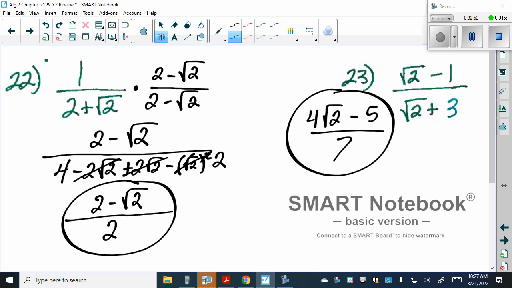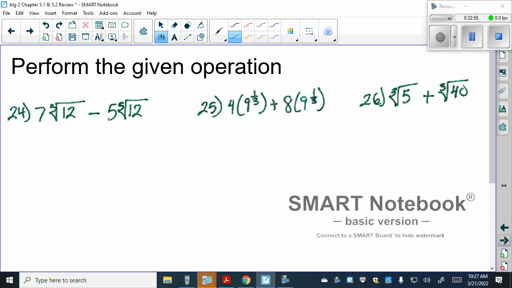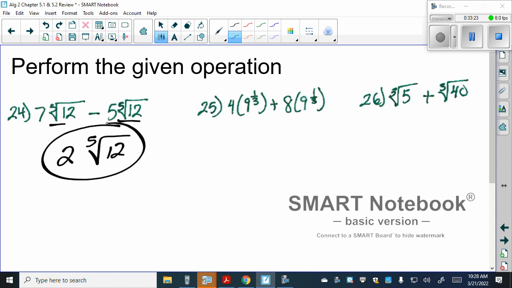Any other questions on 22 or 23? Let's look at 24, 25, and 26. Well, if our radicals or our terms are the same, we can add or subtract. So at 24, we have 7 fifth roots of 12 minus 5 fifth roots of 12. Since we have the fifth root of 12 in both of these, we can subtract our coefficients, telling us that we have 2 fifth roots of 12, because 7 minus 5 is 2.